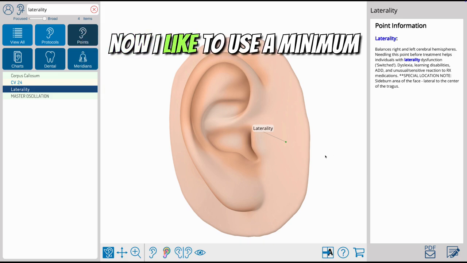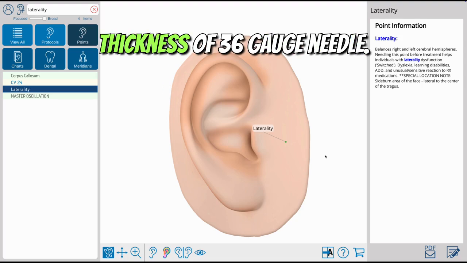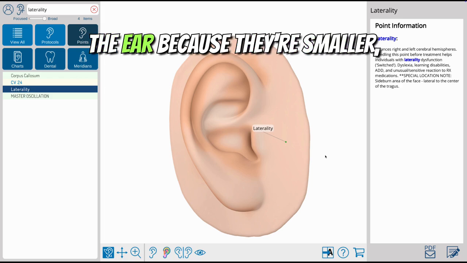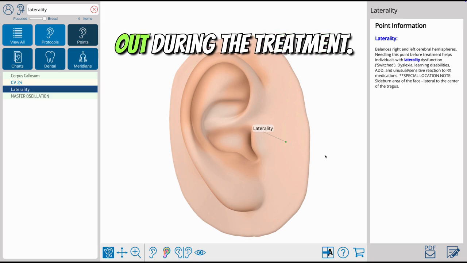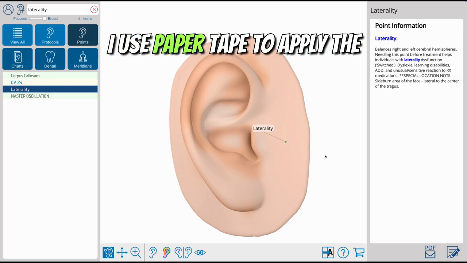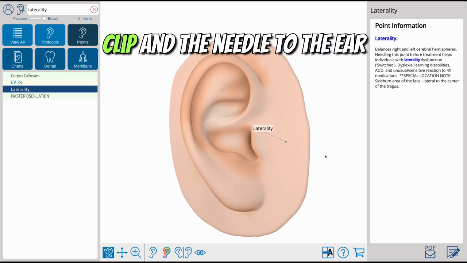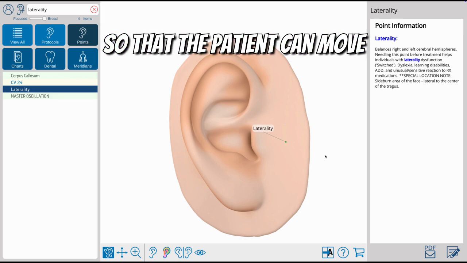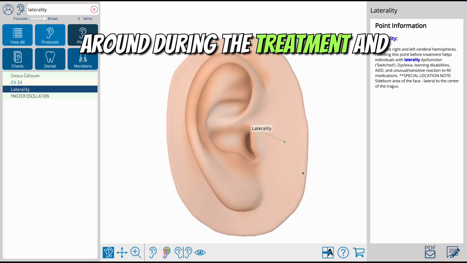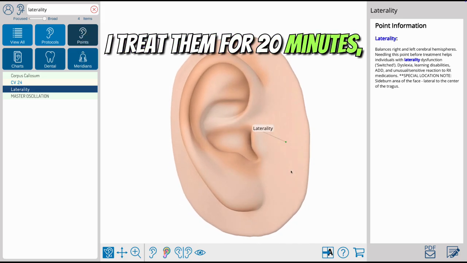Now, I like to use a minimum thickness of 36 gauge needle. I like the plastic handles for the ear because they're smaller, so they're less likely to be pulled out during the treatment. I use paper tape to apply the clip and the needle to the ear so that the patient can move around during the treatment. And I treat them for 20 minutes.